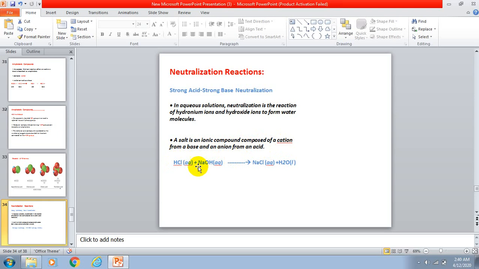HCl combines with NaOH. So NaCl, the salt, and H2O, the water, they will produce. So this is the neutralization reaction, the reaction between hydronium ion and hydroxide ion. Remember.